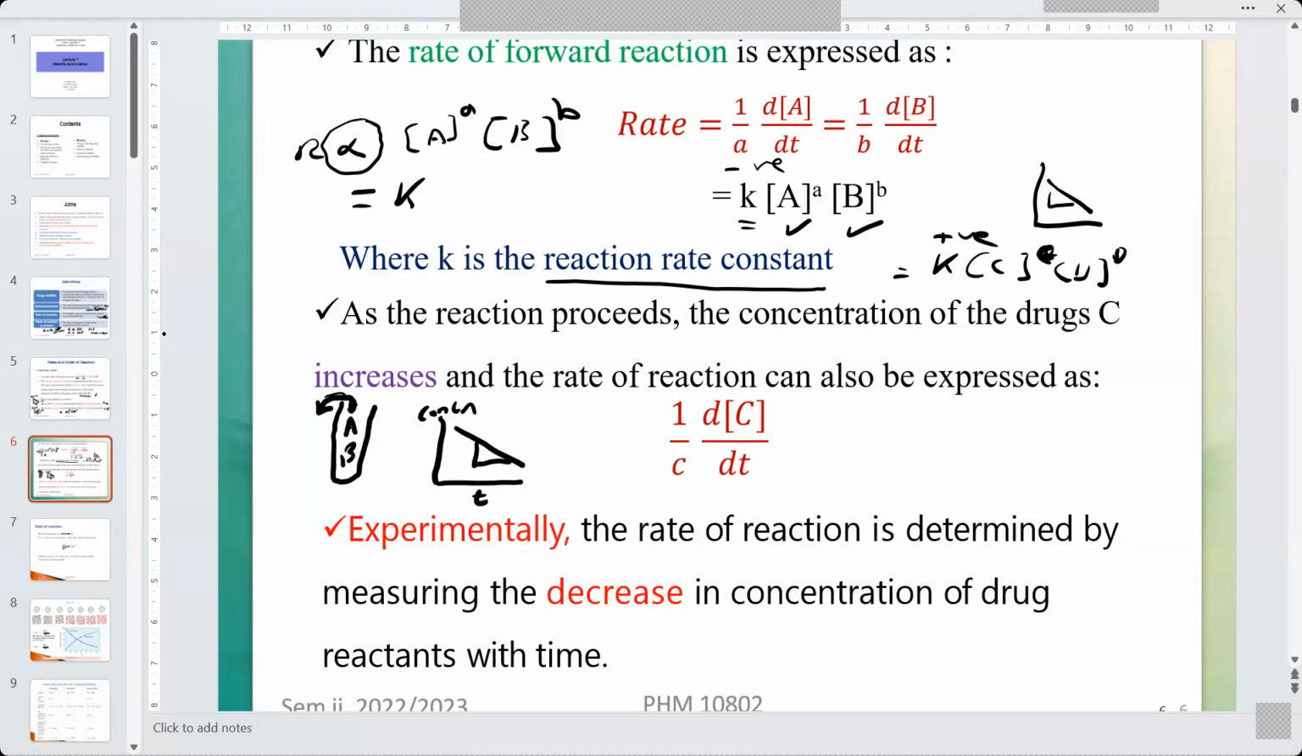If you want to determine the rate of reaction, which is the change in concentration per unit time, then you take a sample at zero time. The concentration was 10, for example.